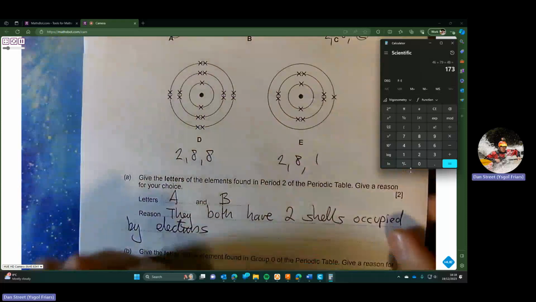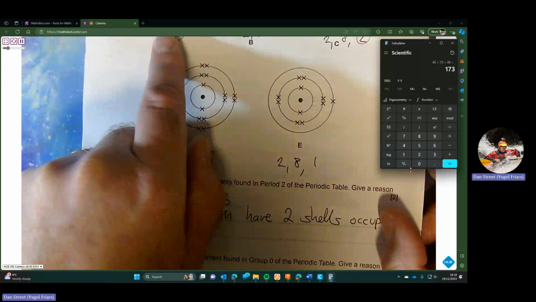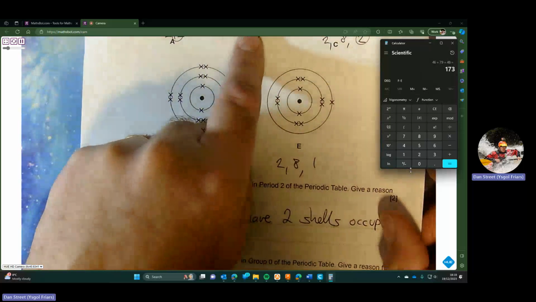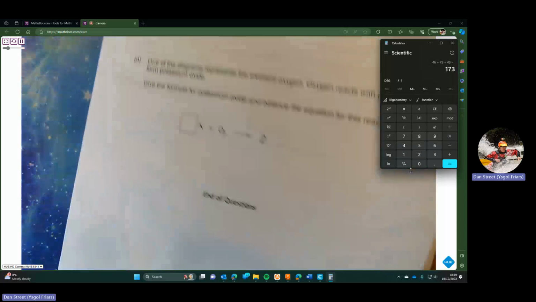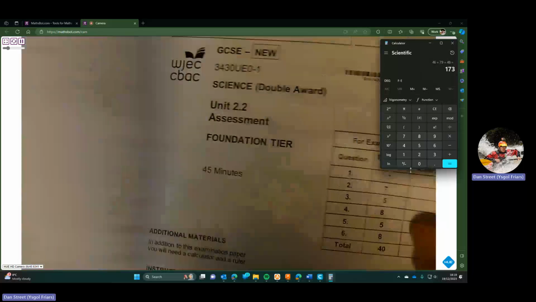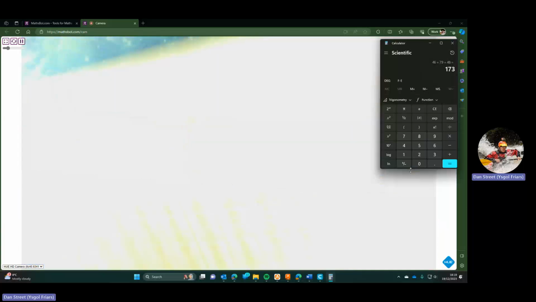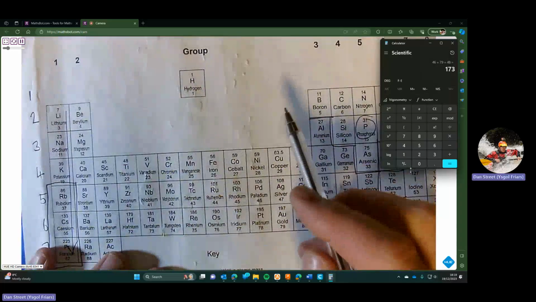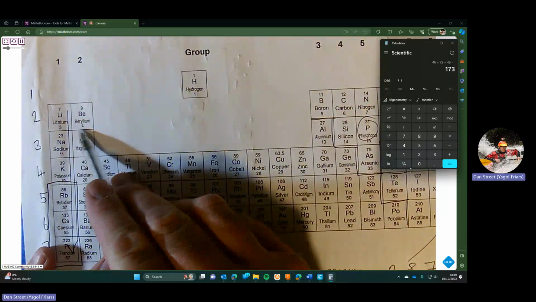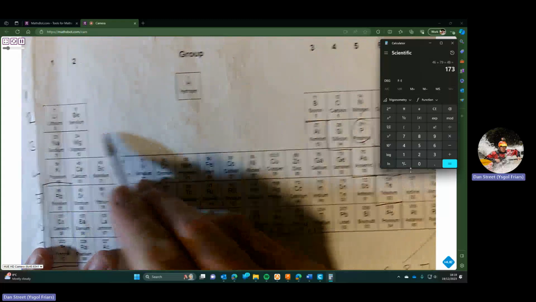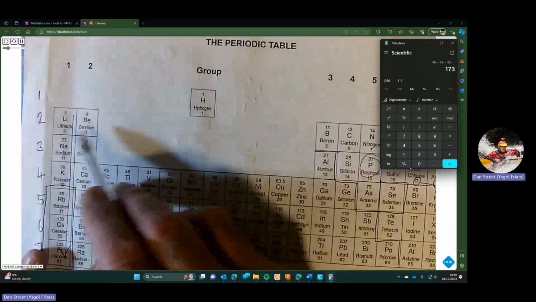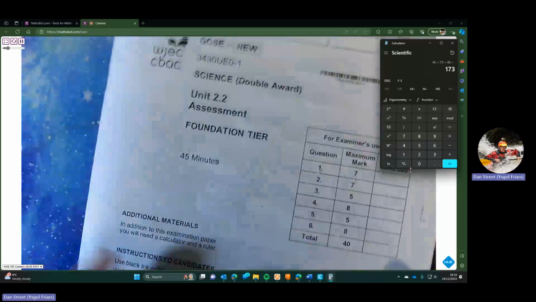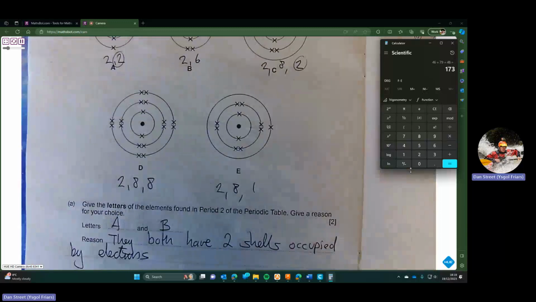Okay, I think we just have a quick look. So 2, 2, its atomic number is 4, and this atomic number here is 8, so 4 and 8. If we look at our periodic table and find the elements with atomic number 4, so atomic number 4 is this one here, beryllium, and indeed it is in period 2. And atomic number 8 is this one here, oxygen, which is also in the same row or the same period. So that should guarantee us the marks.